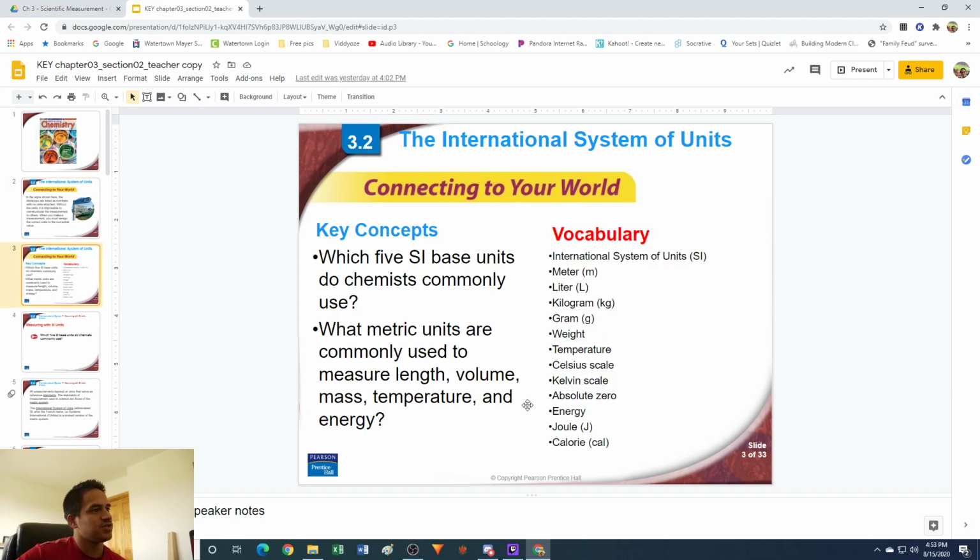In this chapter section we're primarily going to be learning about all the different units that we use in science and chemistry. These should not be brand new to you, so this should be a pretty quick section to go over. It's mostly review, okay?